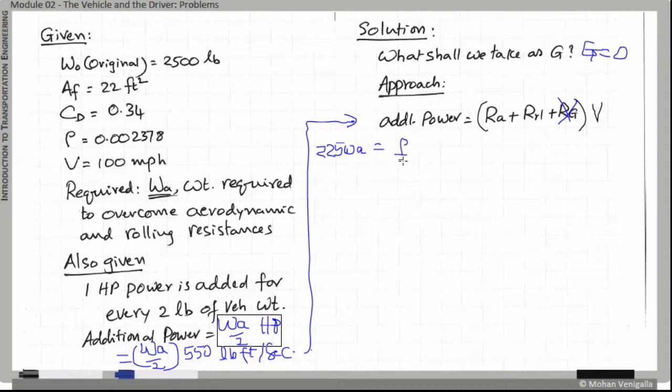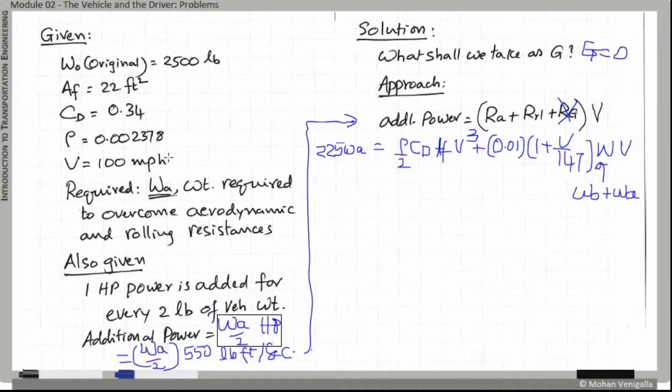So that's going to be rho over 2 times the drag coefficient times the frontal area times V cubed, plus the formula for rolling resistance, 0.01 times 1 plus V over 147, multiplied by W, the total weight, and multiplied by the velocity V, since we are bringing V inside. This W value is W0 plus WA, the total weight. W0 of course is 2,500 pounds, and WA is the additional weight we are going to add to the automobile.